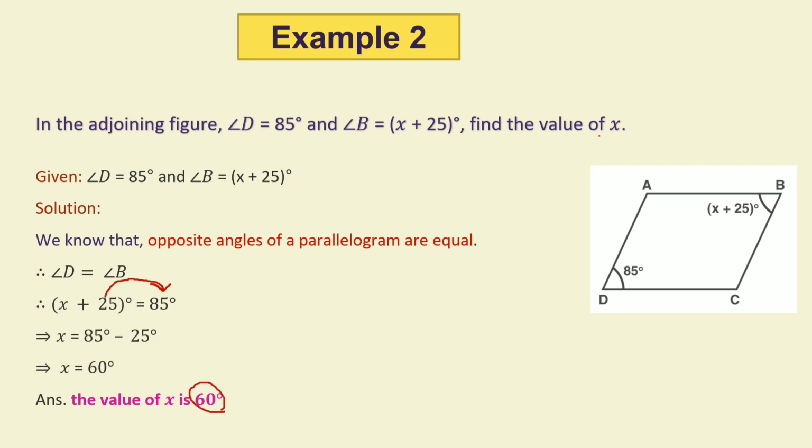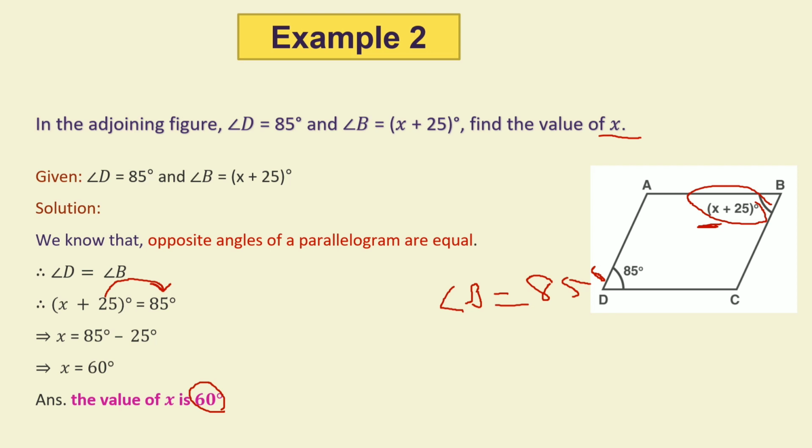Okay, that was asked in the question. Now if we have to find the value of B, what we will do? We'll substitute x in B, that is 60 plus 25. So angle B will also be 85 degree. Okay, it had to be 85 degree, right? Because opposite angles are congruent. Alright, clear?